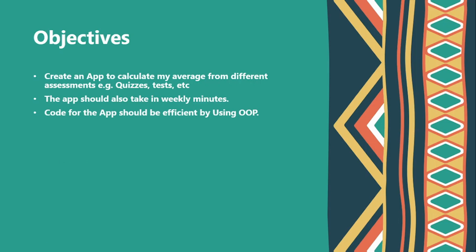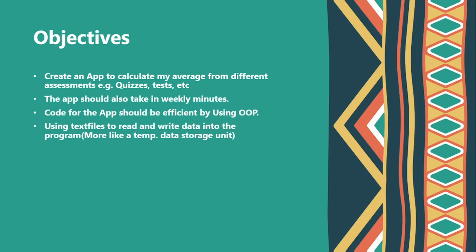And the code for the app should be efficient by using object-oriented programming. This means using objects and classes and methods. And along the way, we'll be able to learn some new concepts of object-oriented programming, because it's a large paradigm. So just know that we'll be learning new stuff that I don't know yet. So just be ready to learn new OOP concepts, right? So don't worry about it. I also don't know most of it. For now, the plan is to use text files to read and write data into the program.